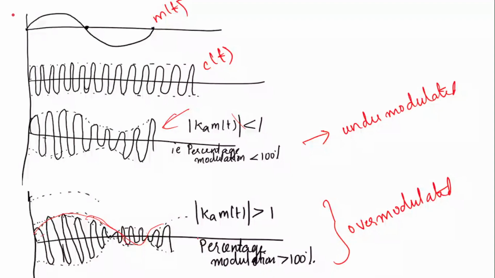See, if it is over modulated, the message signal is getting distorted. It is not that it is impossible to recover, but you need some other extra techniques or some more efficient modulated signal detectors to detect it. So it is not preferable. We always want our modulation index or percentage of modulation to be less than or equal to 100.